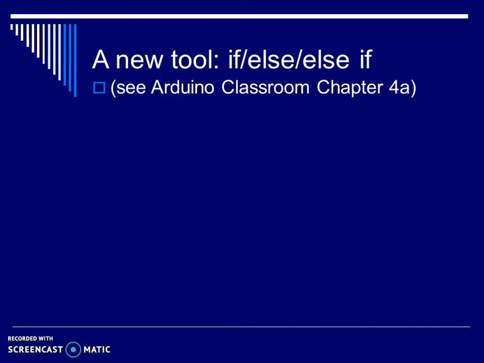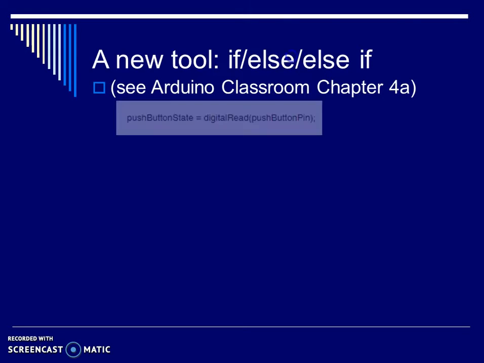But in order to implement the logic that we're talking about there, in addition to having a monitoring step inside our loop, we are going to need another tool, and that is what amounts to if-then statements. But in Arduino, we would be more likely to say if, else, else if. By the way, some of the concepts here are pulled from the Arduino Classroom Chapter 4a. I'd encourage you to have a look at that if you need any help with any of these pieces.